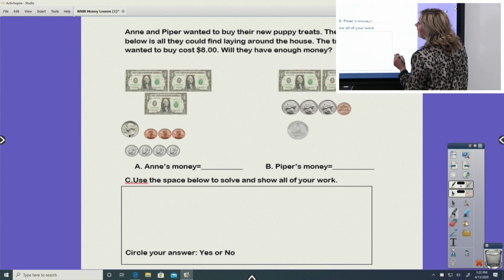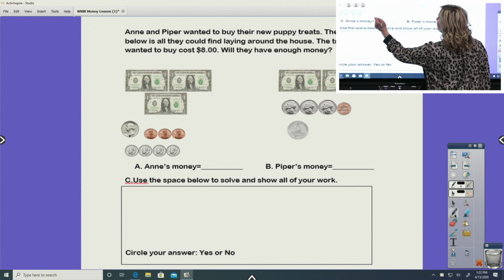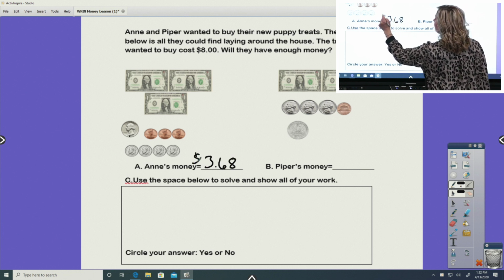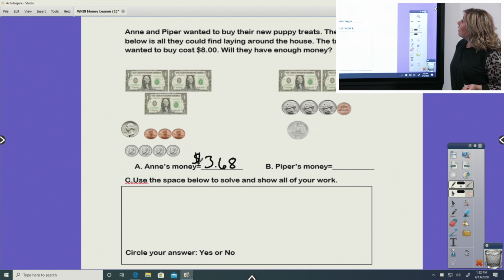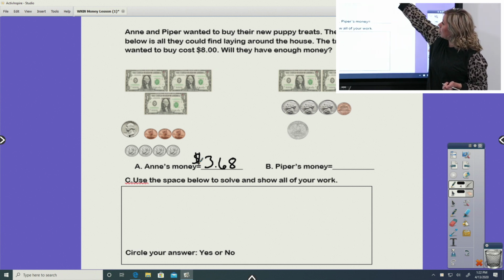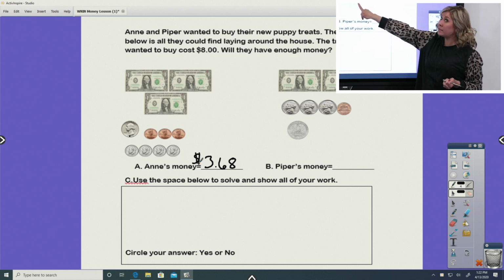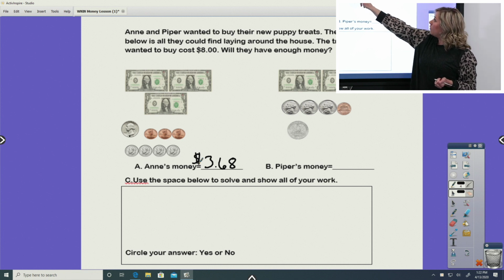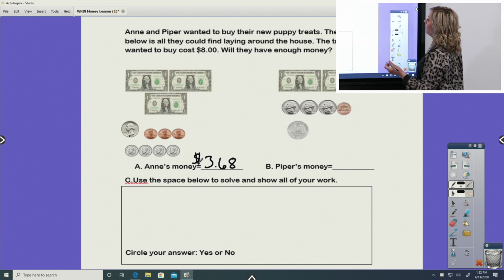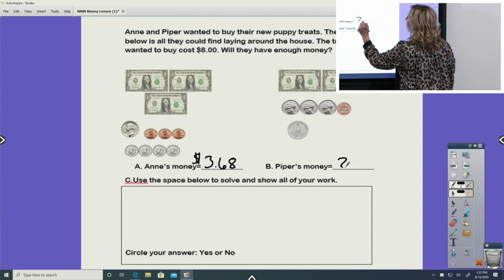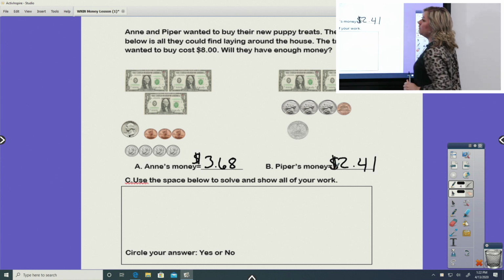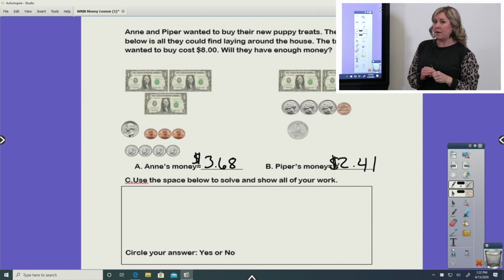So Anne has $3.68. Piper, on the other hand, finds $1, $2, $25, that's our biggest coin, 30, 35, 40 are nickels, plus 1 more is 41. So Piper has $2.41. And we're gonna put that together to see if they have enough money, okay?